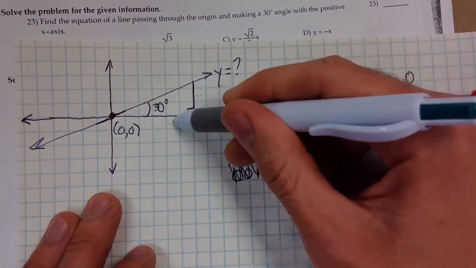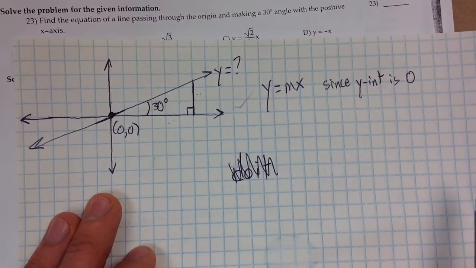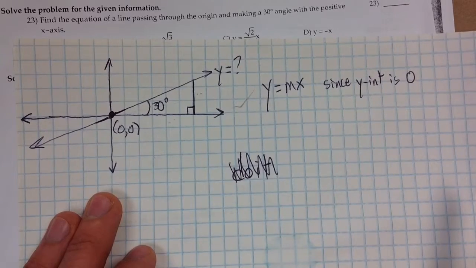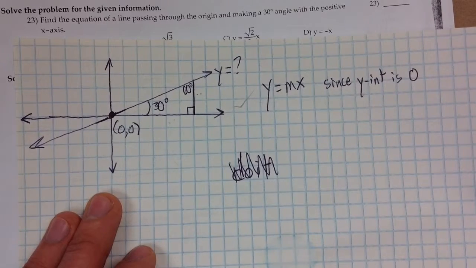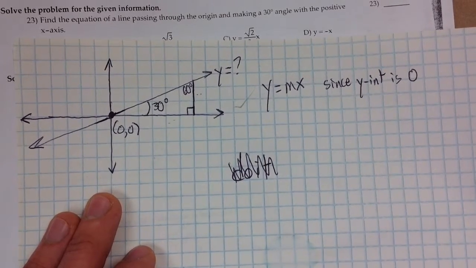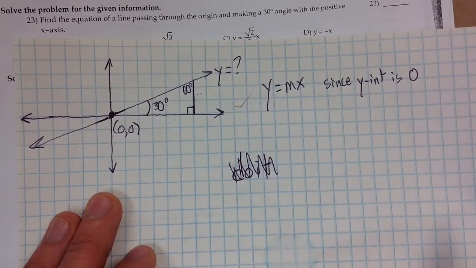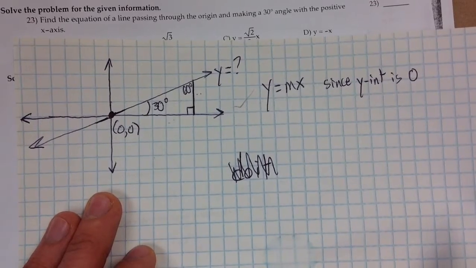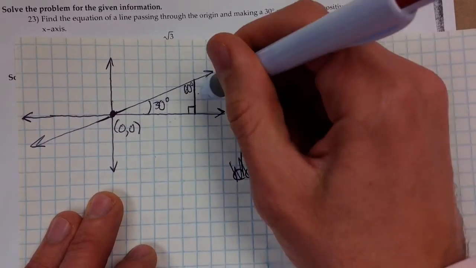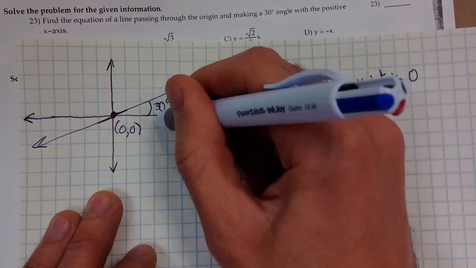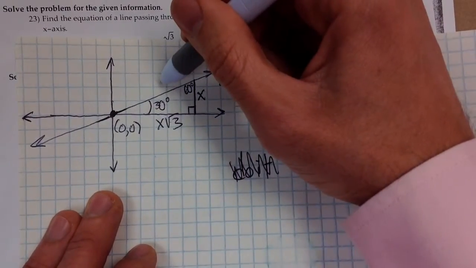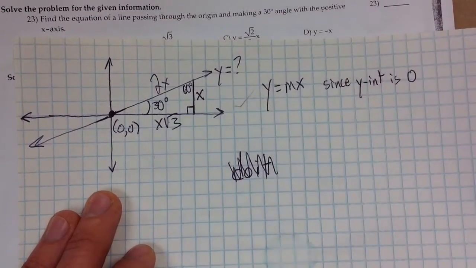Help me with labeling this. 30, 60, 90. Okay? Done? You can't use that. Use your knowledge of a 30, 60, 90 triangle. So where's x? Across from 30. How about the base? x root 3. And the hypotenuse? It is 2x.